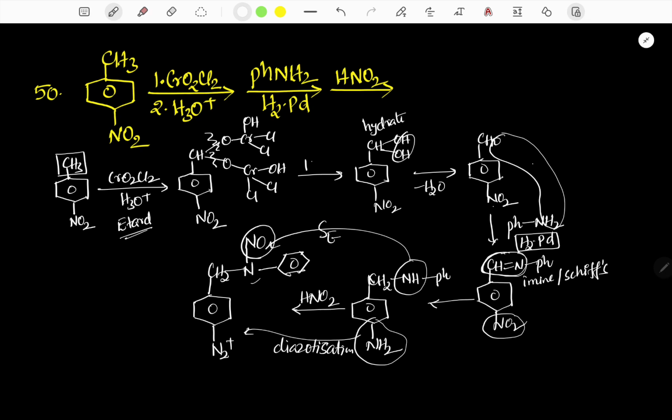N-nitroso compound. Whenever an N-nitroso derivative comes, generally that is a yellow oily liquid.